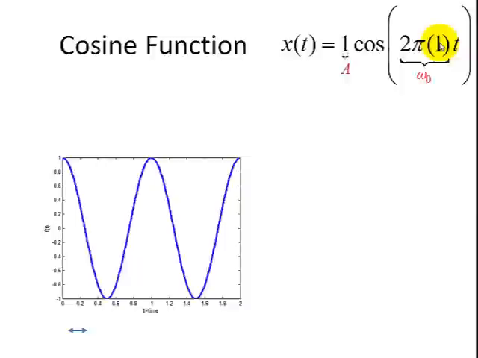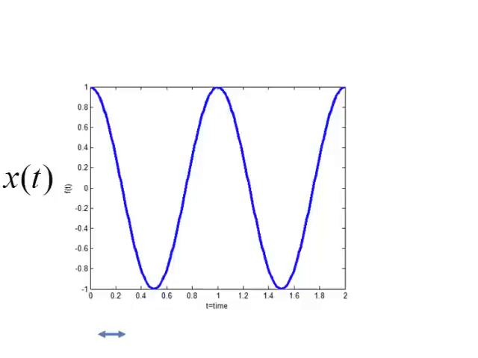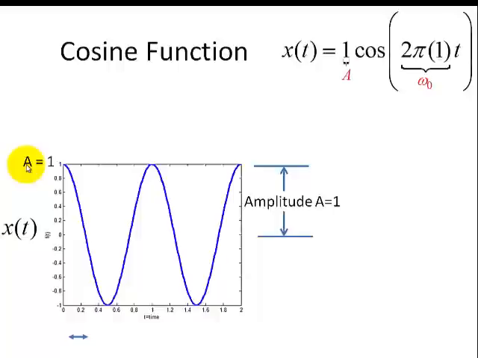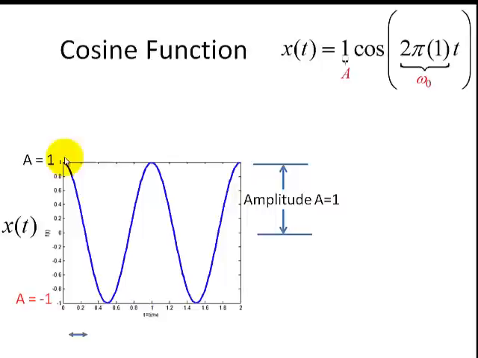So this is a graphical representation of this math equation of the cosine function, where we have the amplitude oscillating between 1 and minus 1. If A was 2, then this would be oscillating between 2 and minus 2. Here we have an amplitude of 1. We have A equal to 1 in this case, and A equal to minus 1. So it oscillates again between 1 and minus 1.